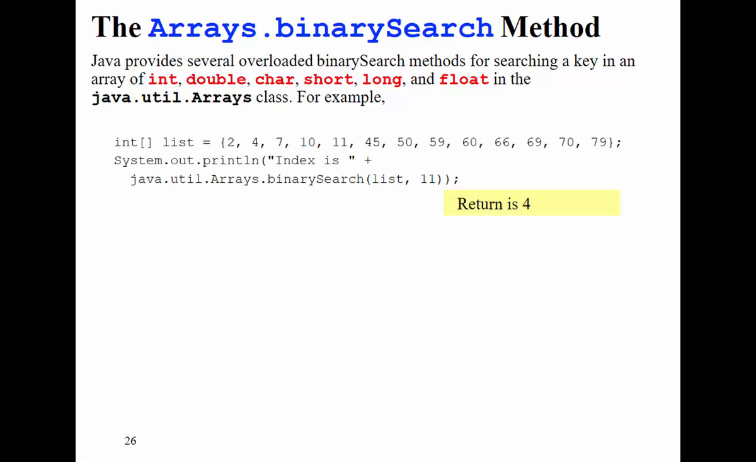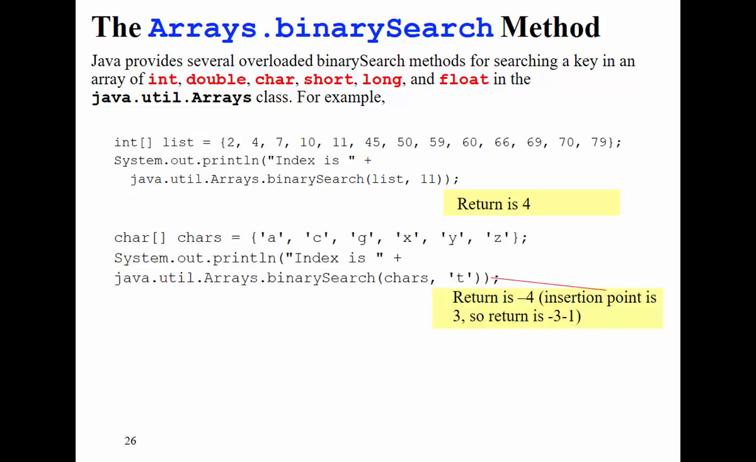Now, you have an array of type int as a list. You start looking for element 11 inside it. As you can see, the list is sorted. And you access Arrays.binarySearch. You give the name of the array, and you give the element that you are looking for, 11. It will return number 4. The value that you are looking for is stored at index 4. So 0, 1, 2, 3, 4. Yes, the element at index 4 is equal to 11.